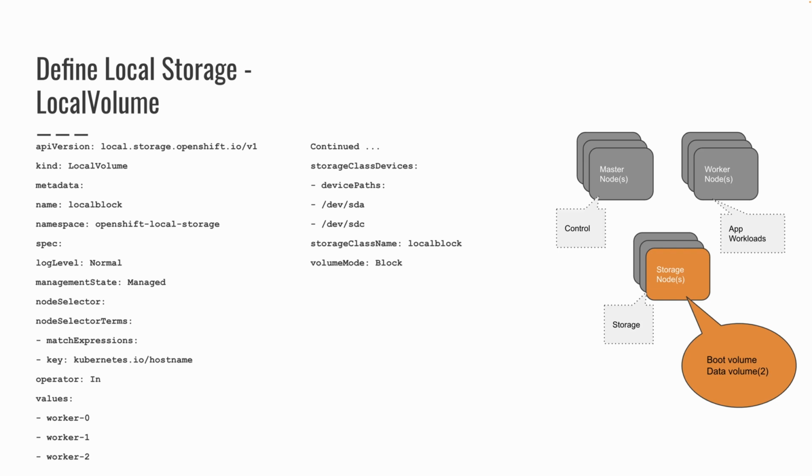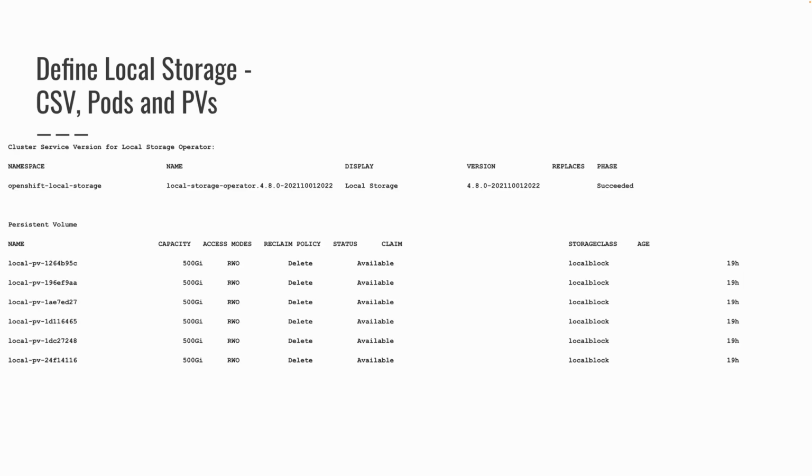So when I run this particular YAML file and create the local volume in the OpenShift environment, I should be able to see the CSV, the operator framework object. It should be in succeeded state. And also, I should be able to see 6 persistent volumes, 500 gigabytes each. And their storage class name should be local-block.